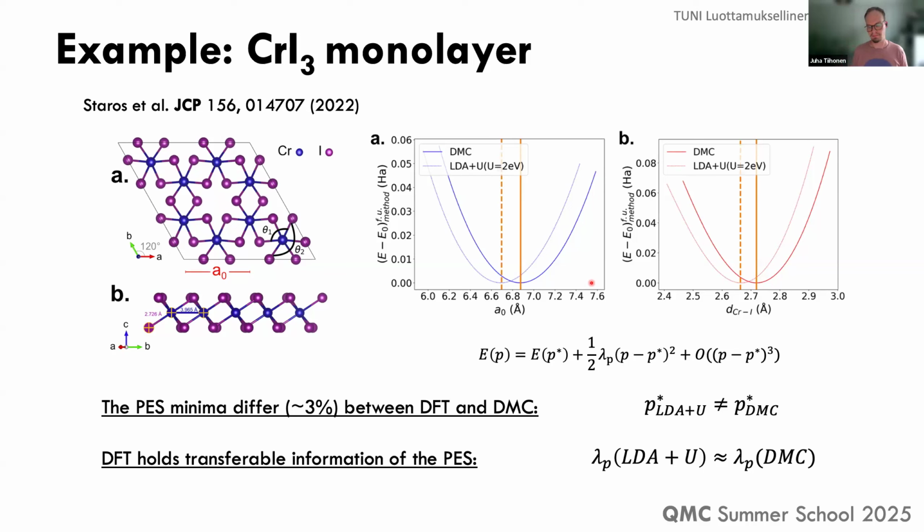However, the shape, the harmonic coefficient in this expansion, stays roughly the same between those 2. So we can assert that DFT holds some transferable information of the PES that we can and we will exploit in performing the DMC energy minimization.